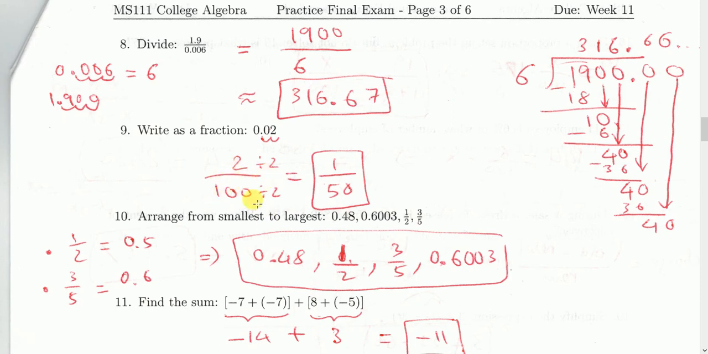So 2 divided by 1 with 2 zeros, which is 2 over 100. But this one is not the simplest version. We need to simplify this. 2 and 100 have a common factor of 2. So divide both the top and the bottom by 2. 2 divided by 2 gives you 1. 100 divided by 2 gives you 50. So the final answer is 1 over 50.